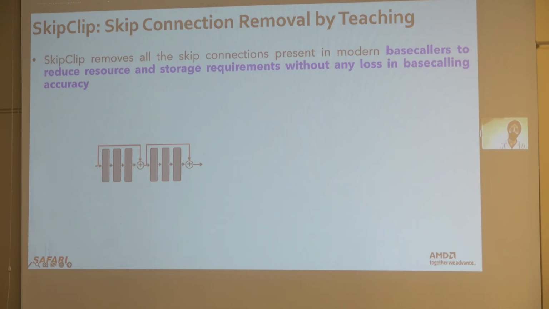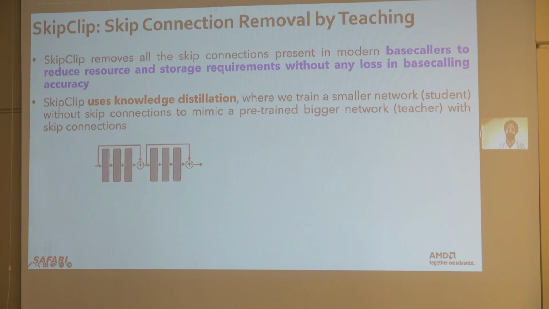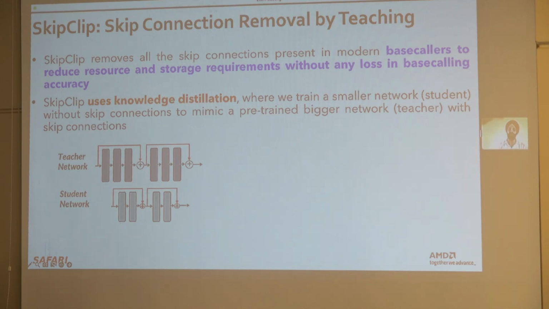So we provided another module which we call SkipClip, which helps you remove skip connections which are present in the basecallers. For this process we use knowledge distillation. In knowledge distillation, we have a pre-trained model, which we call the teacher network. For example, you take your unmodified, completely off-the-shelf model, and then we take a student network. For example, over here we have a model that comes out of QABAS. What we want to do is teach our student network to mimic how the teacher network behaves. So we start the SkipClip process.